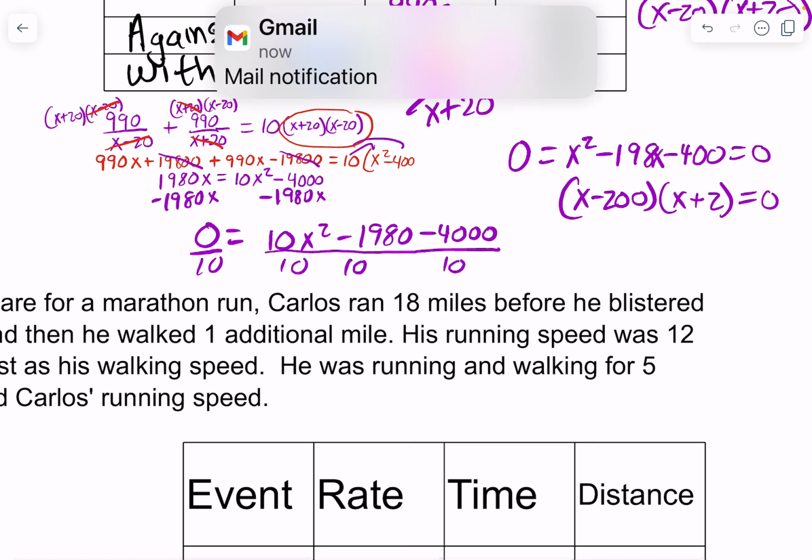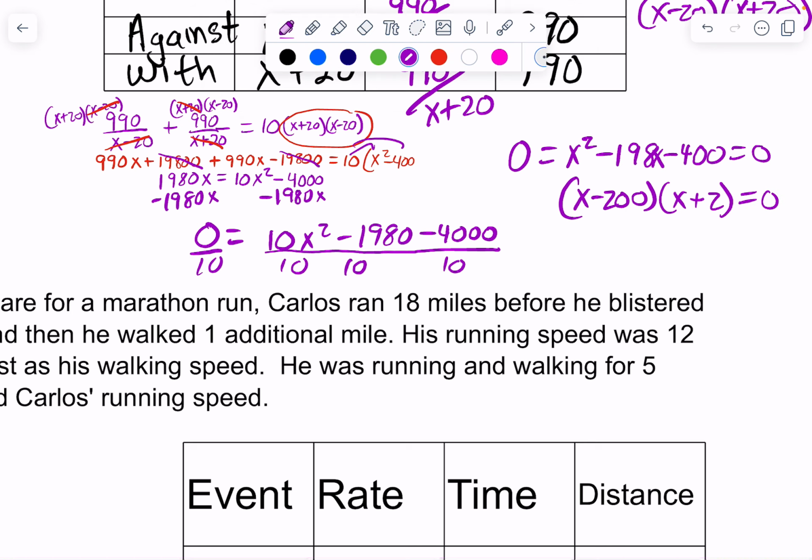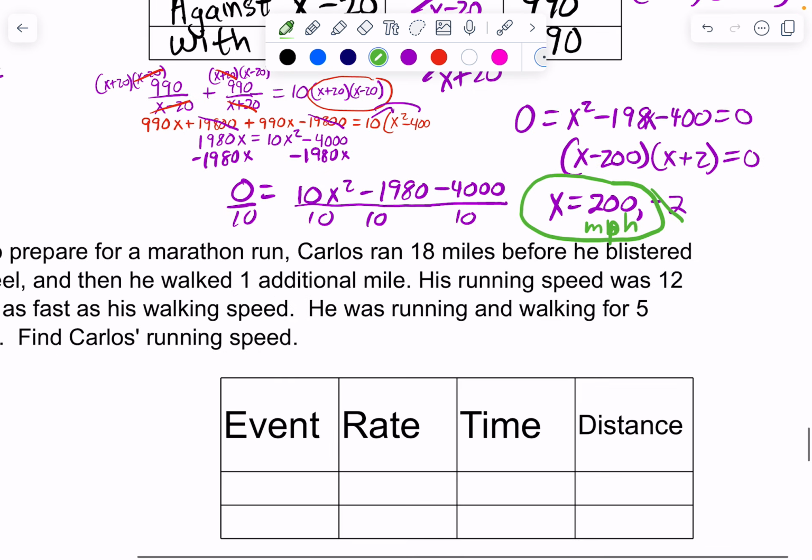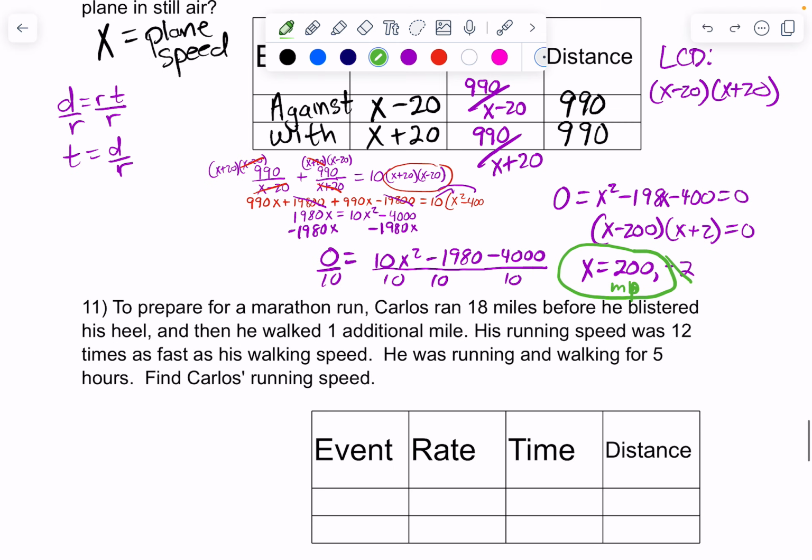Zero product property, x minus 200 is set equal to 0, and x plus 2 gets set equal to 0. So x equals 200 and negative 2. You obviously cannot have a speed that's negative, so the plane speed here is 200 miles per hour. And there you have it. Okay, so now, yeah, we got it. We are done. I wanted the rate, and that is the rate.